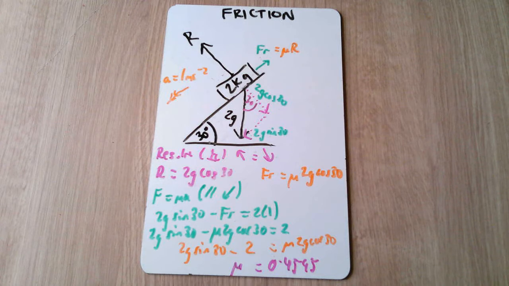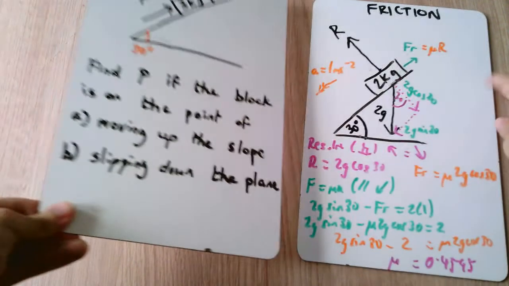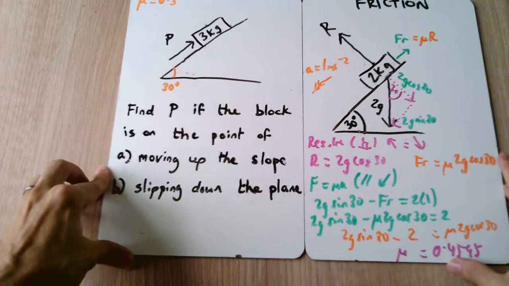And that's effectively what we've done there. It's just worked out the value of mu by resolving perpendicularly and looking at F equals ma parallel to the slope. Now, I said I wanted to build on this and look at friction in a little bit more detail on an inclined plane. And I have this time a scenario which is in equilibrium.